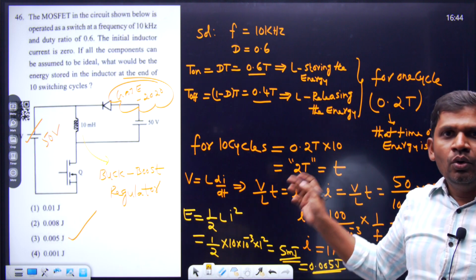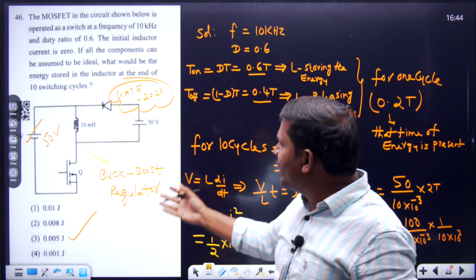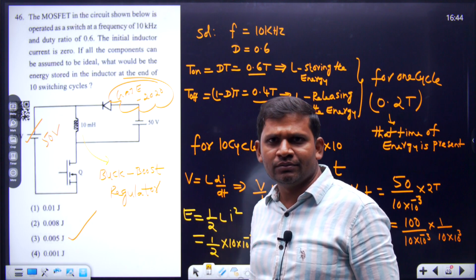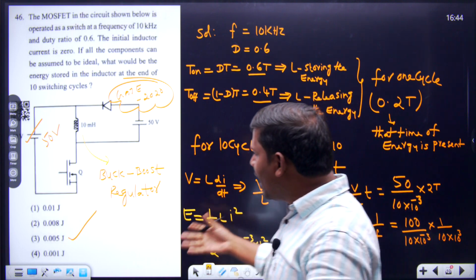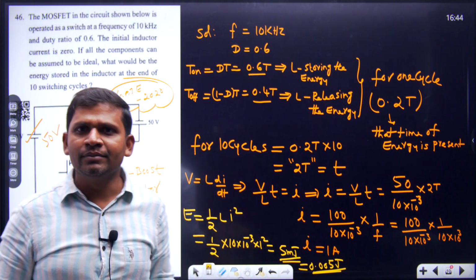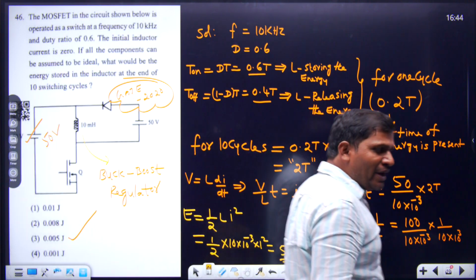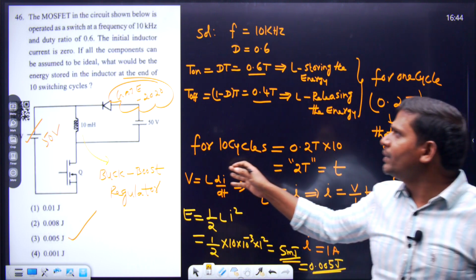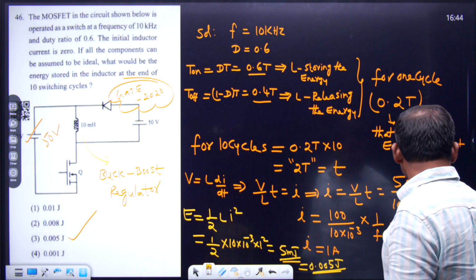But those who already solved the previous GATE questions, those students directly answer the question. They don't do this much of calculations. But how we got this answer, that only I explained. Yes friends, that you have to concentrate. Okay, this is the question based on the choppers, that is the buck boost regulator, that is the up down chopper.